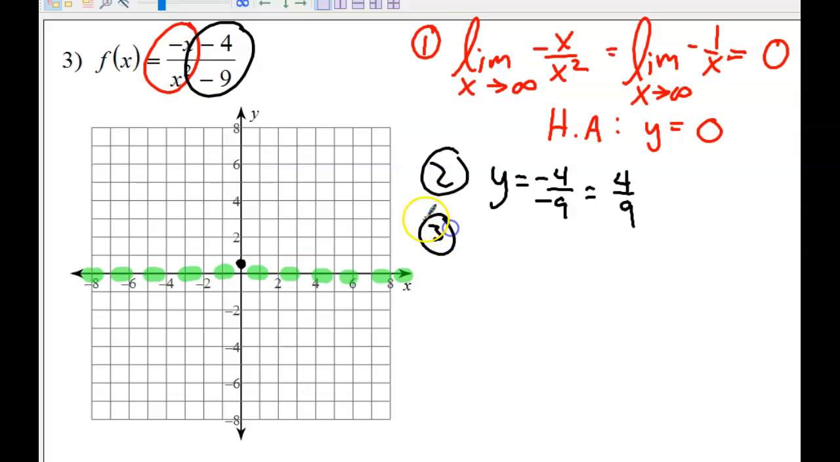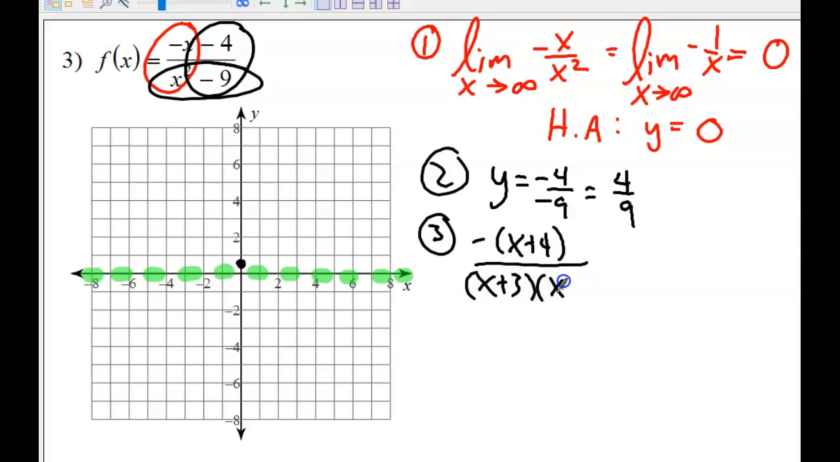Number 3, we're going to factor it. The top, you can take out a -1. I don't know if it's really necessary. I think it would have been fine to not do that. How about the bottom, though? How do you factor that? That's a difference of squares. Okay.